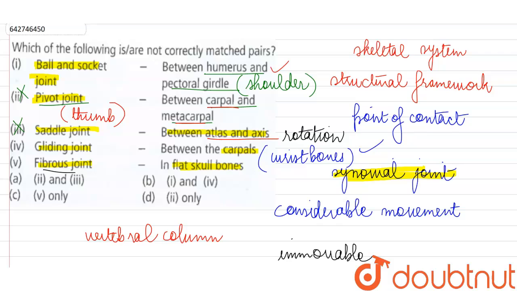So the only incorrect combinations over here are the pivot joint and saddle joint. For pivot joint, the correct example would have been atlas and axis. For saddle joint, the carpal and metacarpal of thumb. So here we are going to say our correct answer is option A. 2 and 3 are incorrect combinations because they are not giving the right example for pivot and saddle joint in our body.